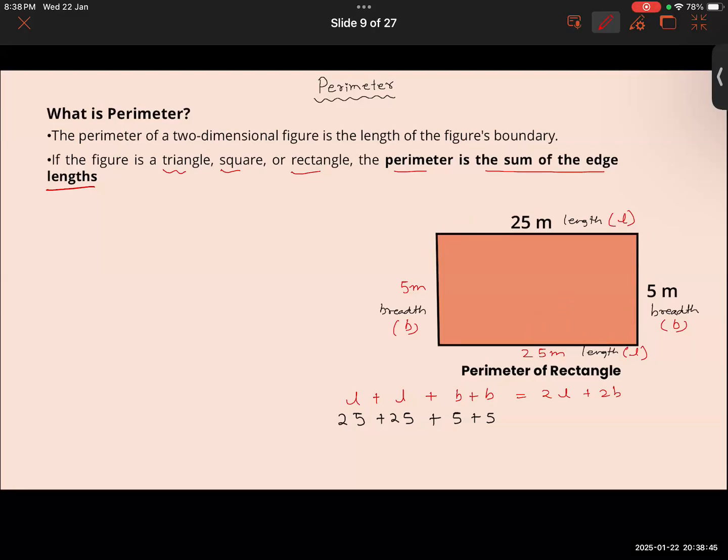Write down this thing quickly. Give the topic perimeter and write this given paragraph from here till here.